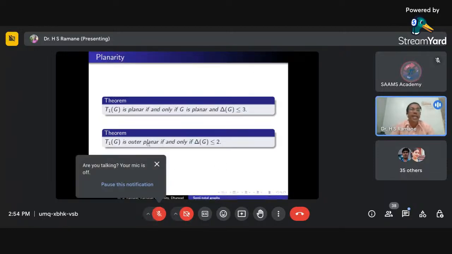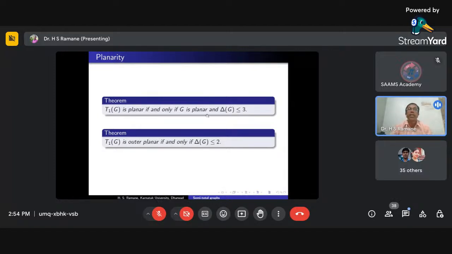Next, planarity. Regarding the planarity, the semi-total line graph is planar if and only if G is planar and the maximum degree is less than or equal to 3. Then T1G is outer planar if and only if the maximum degree is less than or equal to 2. Planar means the graph can be drawn on a plane such that no two lines intersect with each other. And outer planar means all the points lie in the same face, that is the outer face. That graph is called the outer planar graph.